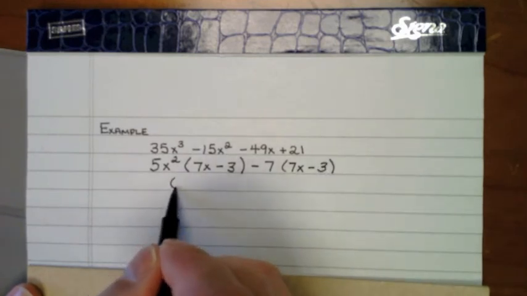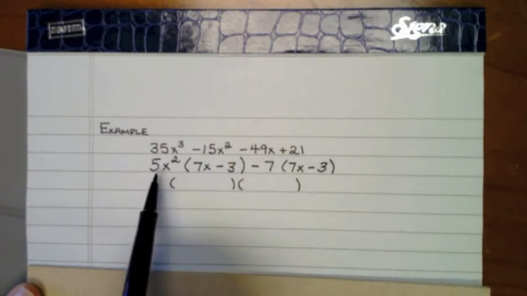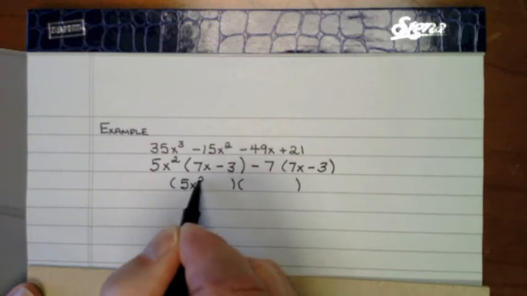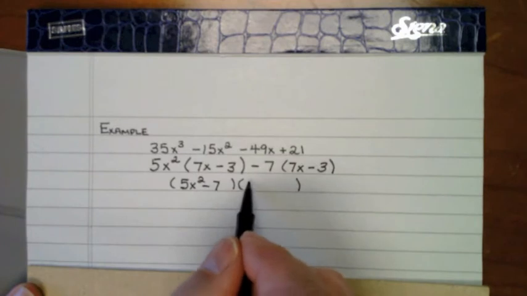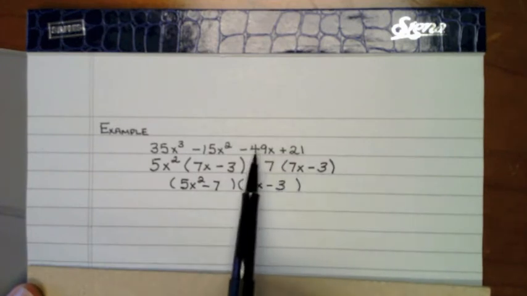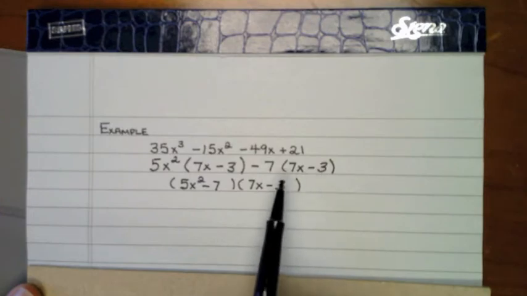I make my 2 sets of parentheses. I put what's on the outside in my first set of parentheses. And I put what's on the inside in my last set of parentheses. So if the signs don't match up, you can factor out a negative. By factoring out that negative, it's going to change the signs of what's inside here.